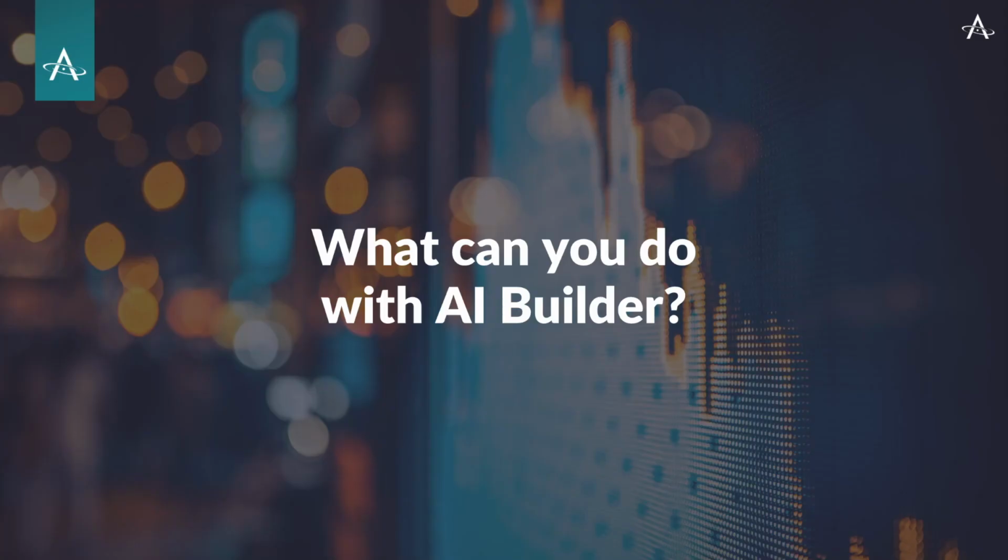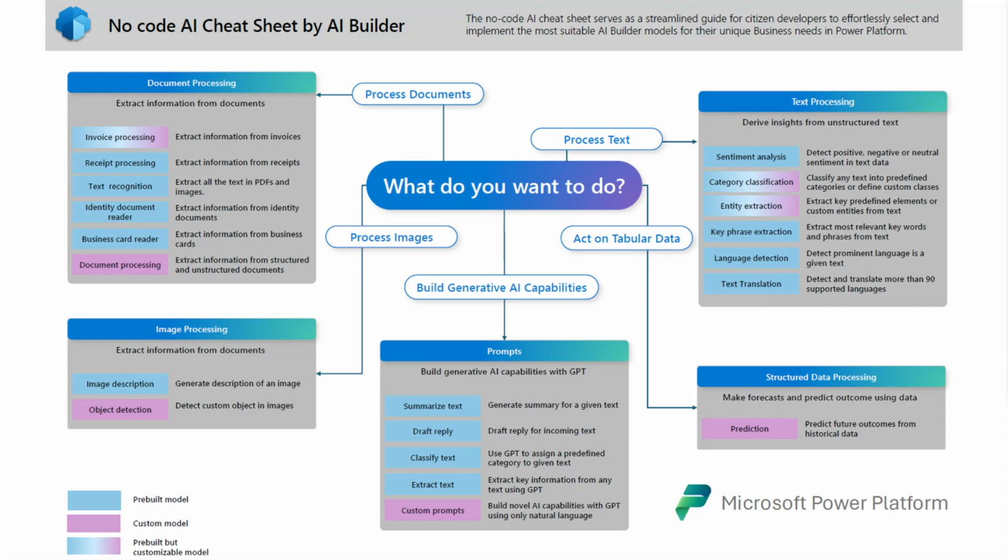So what can AI Builder do for you? Of course, that's everybody's question. Well, there's this great tool that you'll find out on the web called the No-Code AI Cheat Sheet by AI Builder. It helps us to separate the models, or AI models, into different groups, including processing documents, processing images, processing text, and acting on tabular data. You'll notice that it describes many different types of models in these categories, such as extracting information from receipts or processing different types of forms. You'll also notice that these boxes come in different flavors of colors.